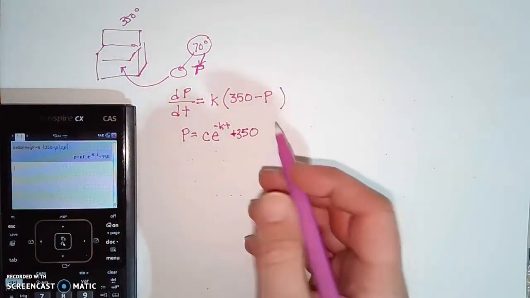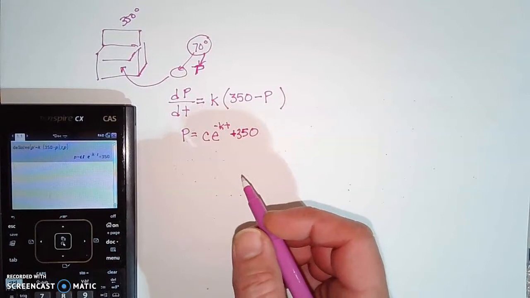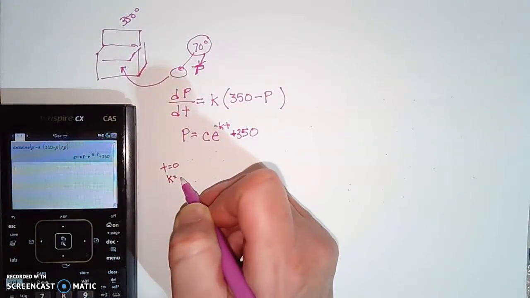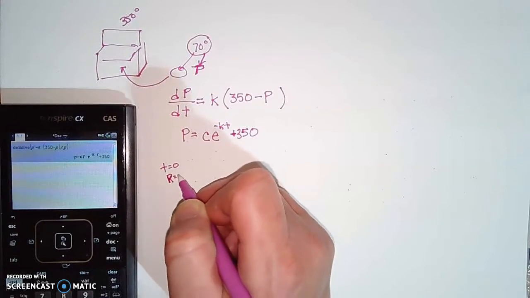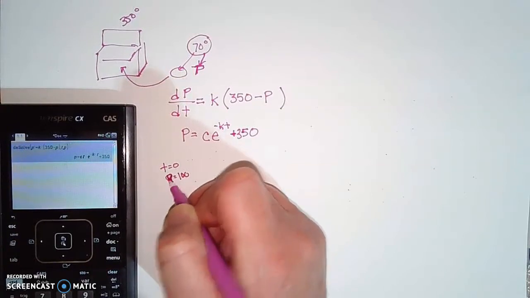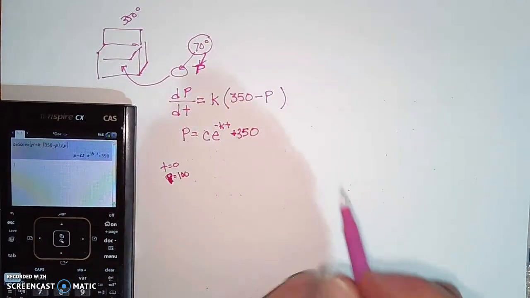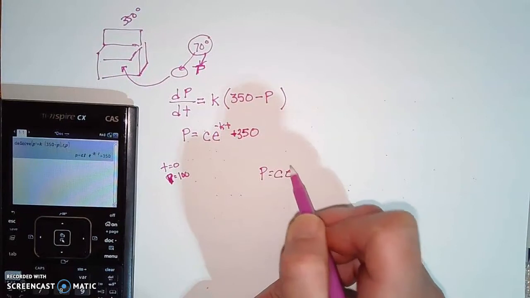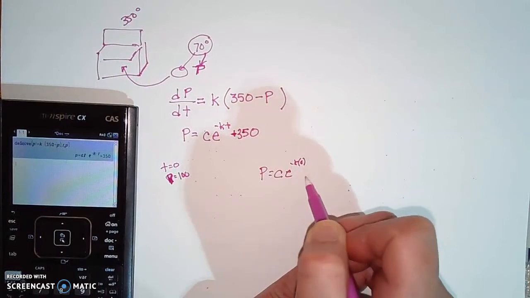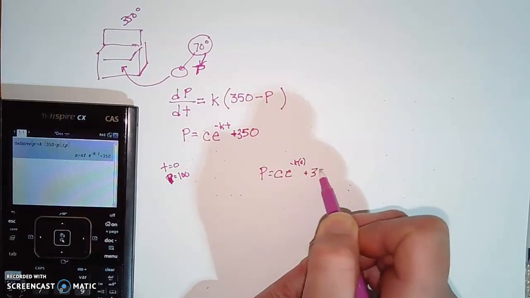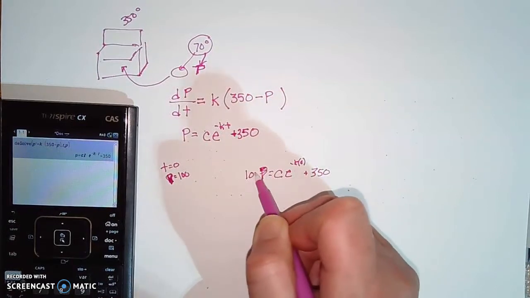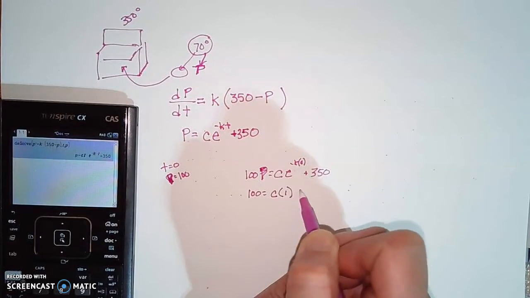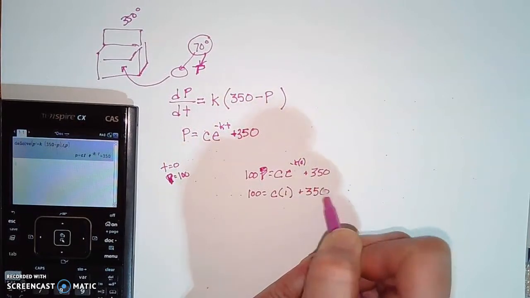Let's say they gave us a condition here. Let's go with T equals 0, population equals 100. I already know what C is going to be, but I'm going to work that out for you just to show you. Population equals C e to the negative k times 0, plus 350, where P is 100. So I'm solving for C. 100 equals C times 1, plus 350.